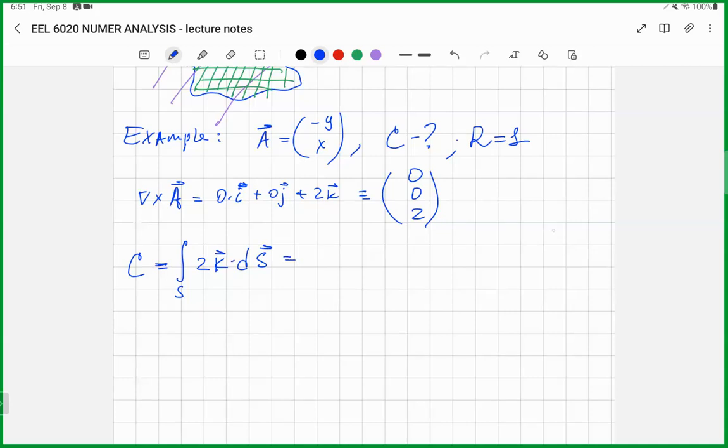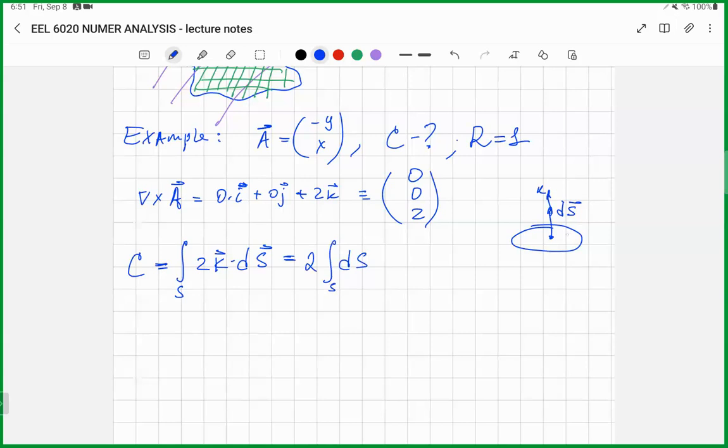So ds is arranged along k. It is the scalar product of the two. The absolute value of k is 1. And of course, I can take 2 out of the integral. So it's 2 times the integral over the surface.